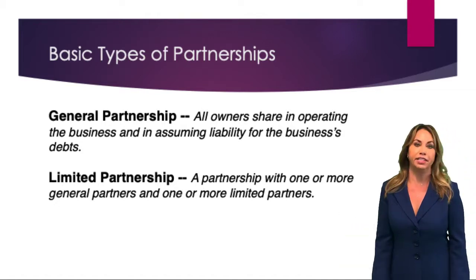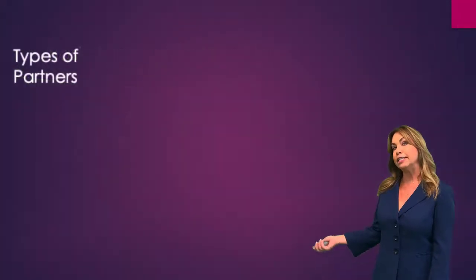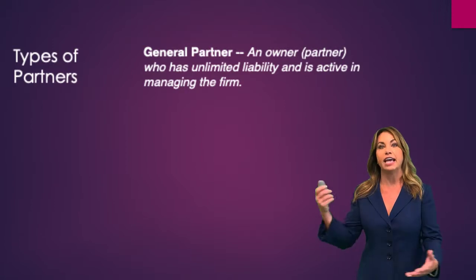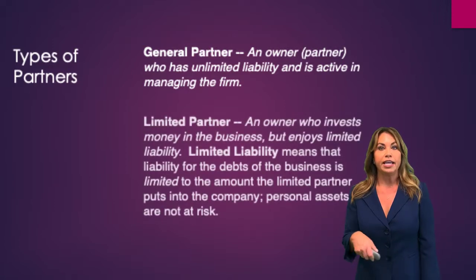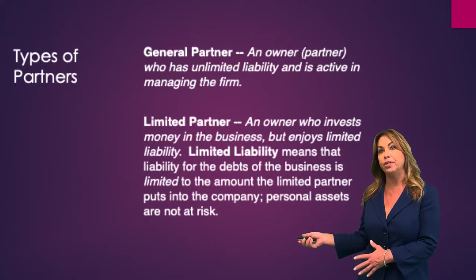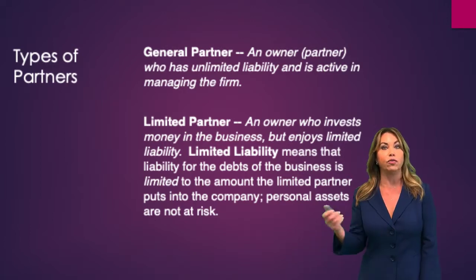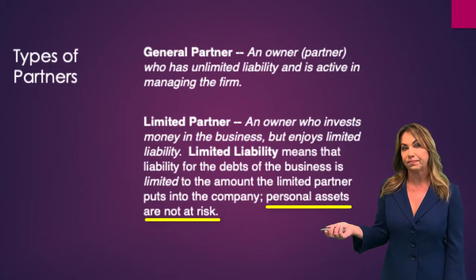So let's talk about the difference between a general partner and a limited partner. A general partner is an owner who has unlimited liability as well as is active in managing the firm. Whereas the limited partner invests money in the business, but typically would enjoy limited liability only to the extent that they've invested in the business. So for a limited partner, those personal assets are not at risk.